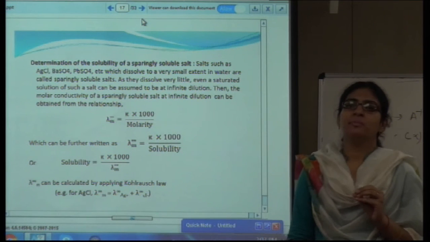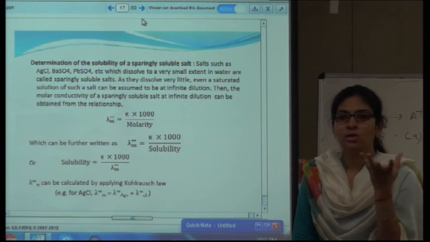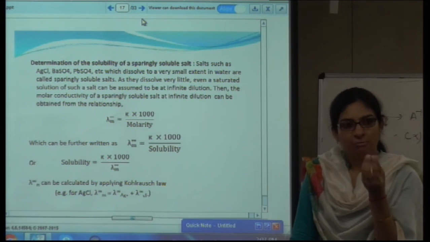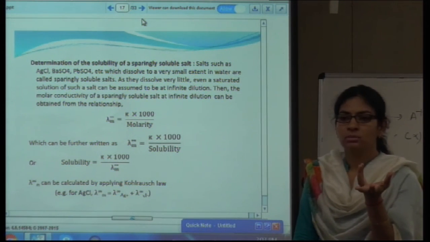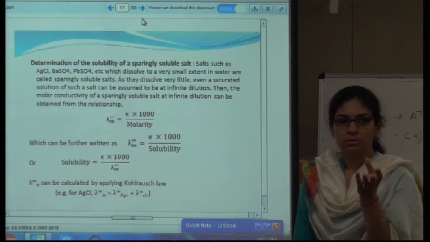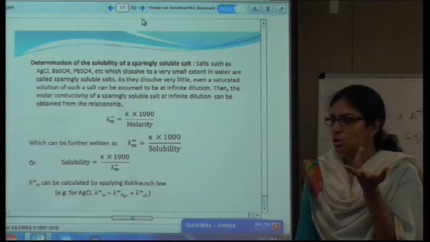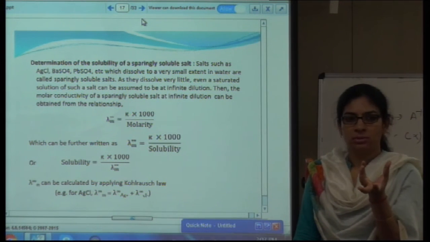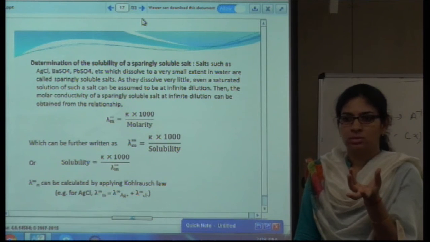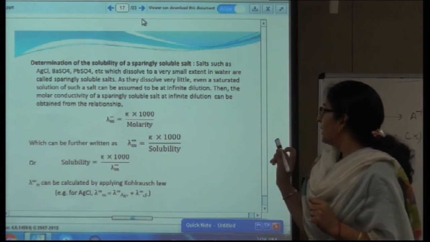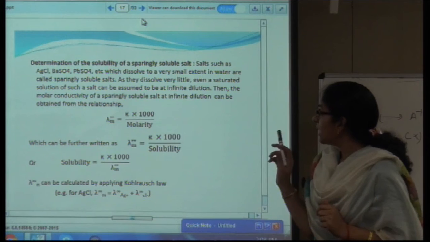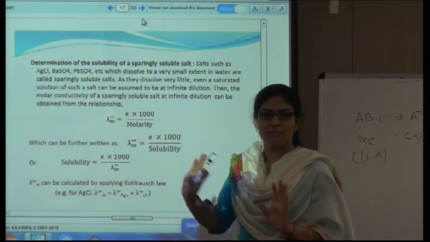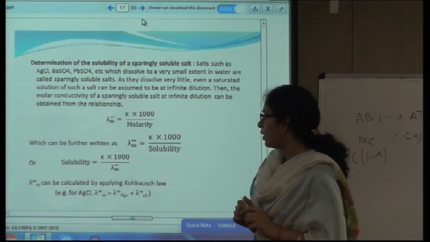So for sparingly soluble salt, the saturated solution will have very little quantity of what? The solute. Your solution will get saturated with a very small quantity. So that means solubility is what? Less or more? Less, right? So you can calculate the solubility. You know this relation is there, right? Already, this is the definition of your molar conductance.